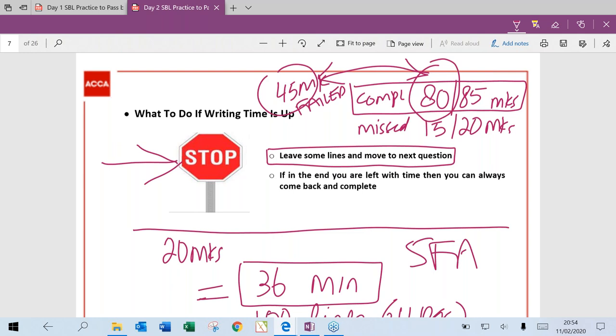So now the choice is yours. This is your decision. Whether you want to do proper time management and jump to the next question, or you want to overrun the time and hijack the time for the next question. This is food for thought for you guys.